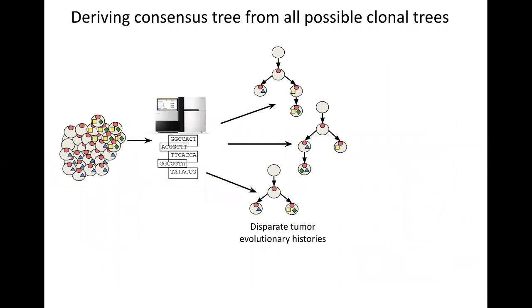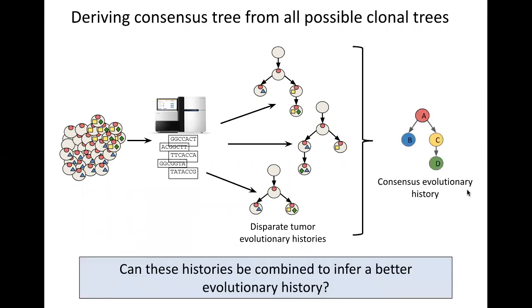As different methods produce different plausible trees for one single tumor sample, if I am a doctor, I don't want this many trees, and I want one that best summarizes all of these possible trees. A consensus of all of the trees is a more accurate representation of the tumor's true evolutionary history, and this problem is what we've been working on.